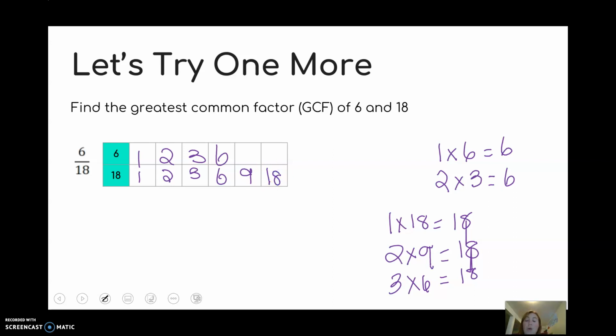Now, which is the one that they have in common? The largest one they have in common, because they have a few in common here, but the largest one they have in common is 6. So that would be the answer.